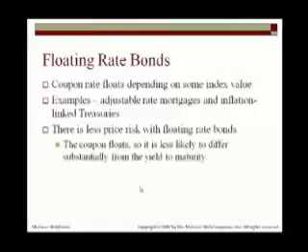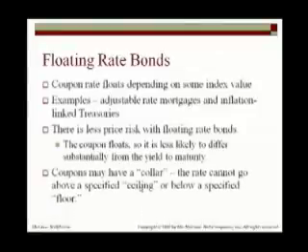So the coupon floats, less likely to differ substantially from their yield to maturity, and the coupons could have a collar. And this is typical of adjustable rate mortgages and all kinds of variable rate securities. A collar just limits the amount the rate can go up or down. If it's a limit on how far it can go up, it's called a ceiling, otherwise called a floor.